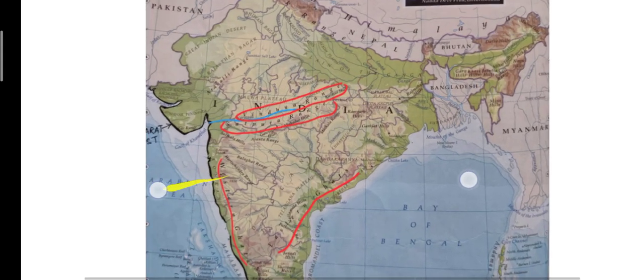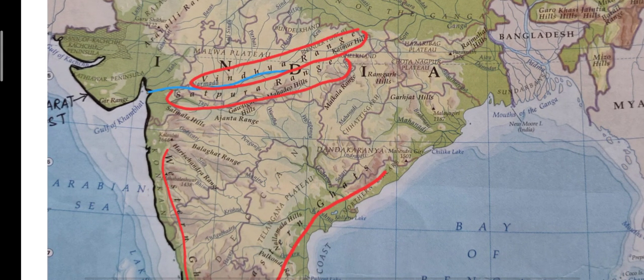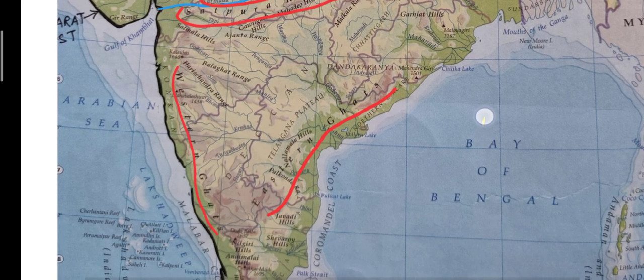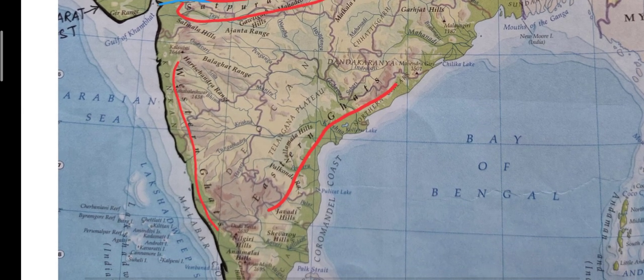So again children, if you see here, on the north side of the Southern Plateau, you have the Vindhya range and Satpura range, which I have marked with red color. So you can see the Vindhya range is there and the Satpura range is there, which is on the north side, towards the northern part of India. And on the west and east side, you have the Western Ghats and Eastern Ghats.